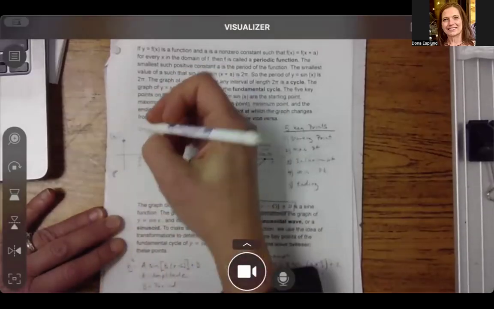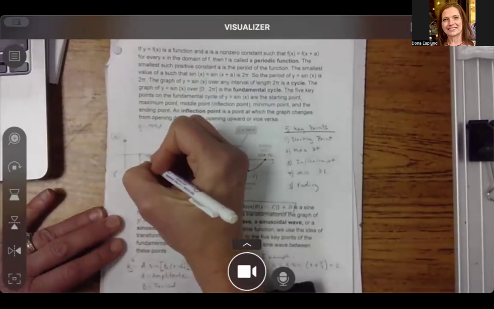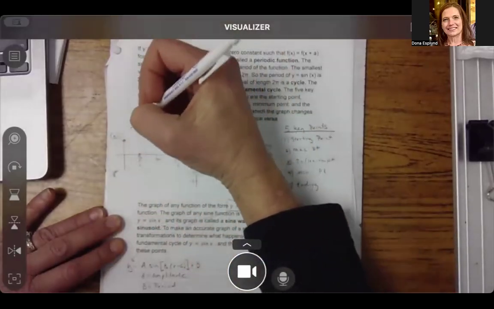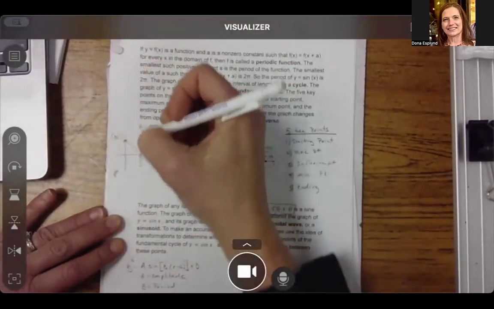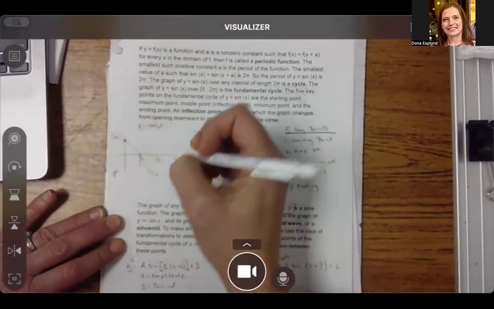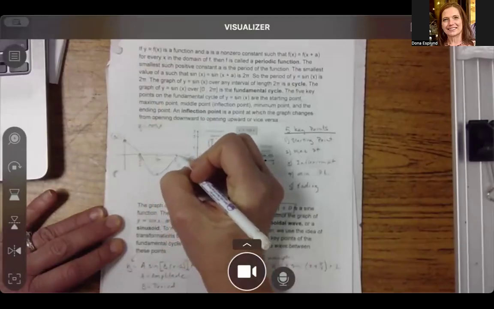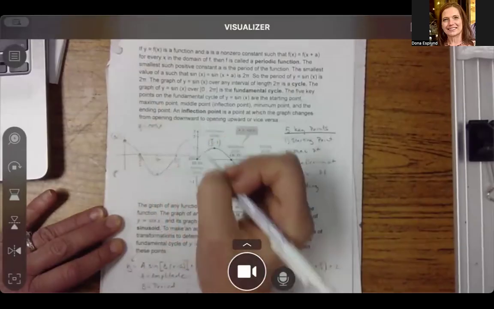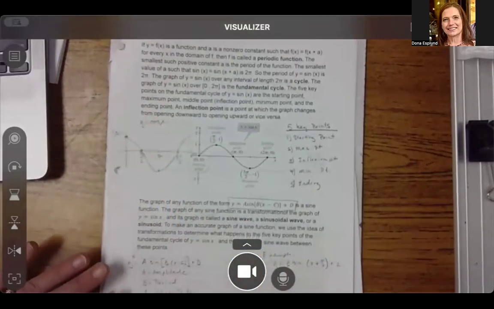And notice on this one, the cosine of pi over 2 is going to be 0, and that would be then an inflection point. Then I'm going to go down to -1 at pi. And then at 3 pi over 2, I'm back to 0. And then I'm back to 1 at 2 pi.